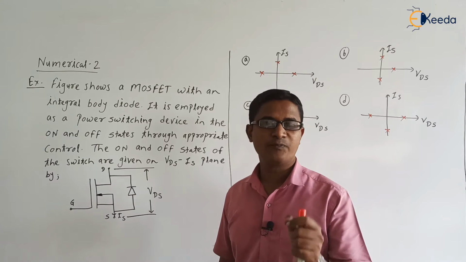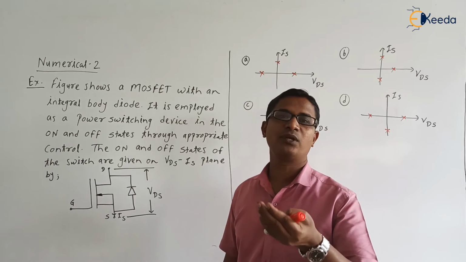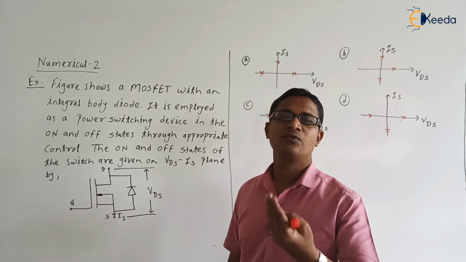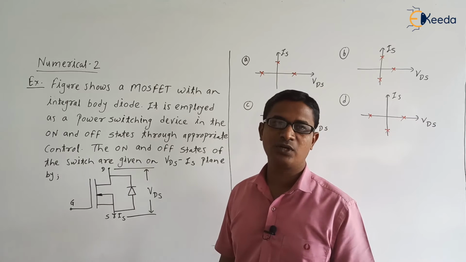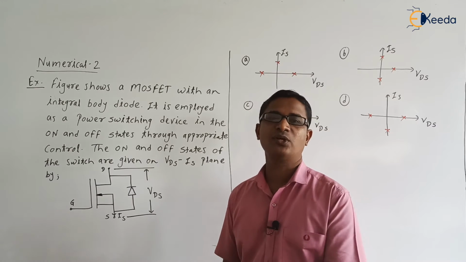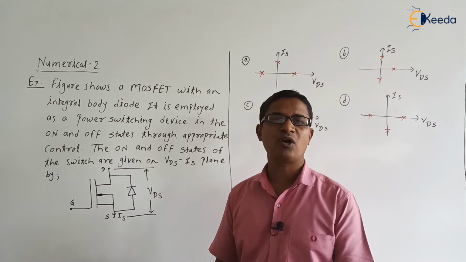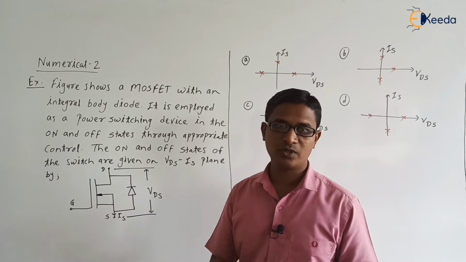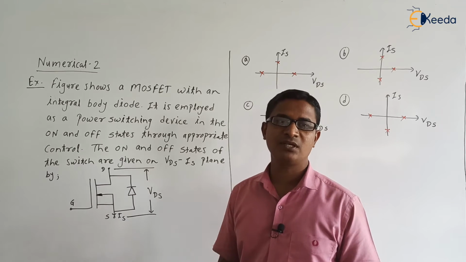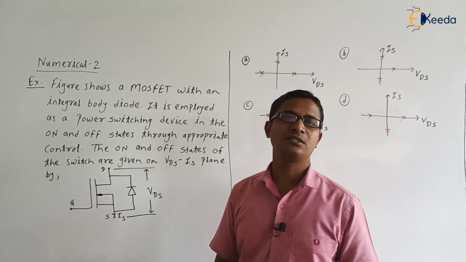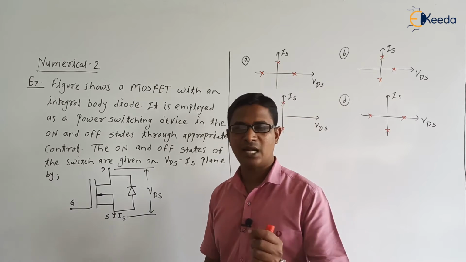Now we need to check for the forward voltage across the switch, whether the device is able to block the forward voltage or not. Similarly for reverse voltage, whether the device is able to block it or not during the off state. Whether the device is allowing the forward current, whether the device is allowing the reverse current. That we need to check.